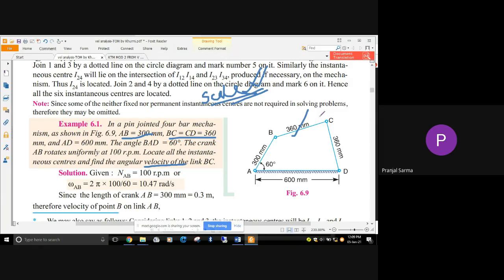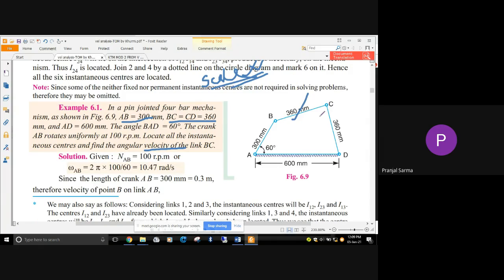Okay, so now for that, we know that we already have that particular basic relationship about omega and how it is related with v, that is the linear velocity and angular velocity. And similarly, if the rpm, that is n, is given, how we can find out the angular velocity, all those things we already know.